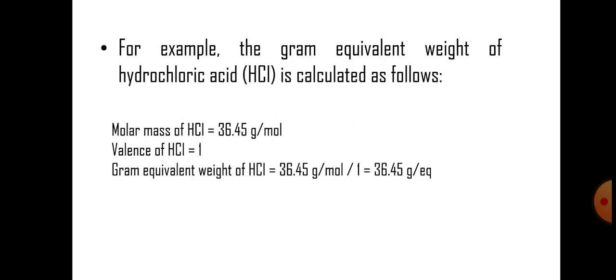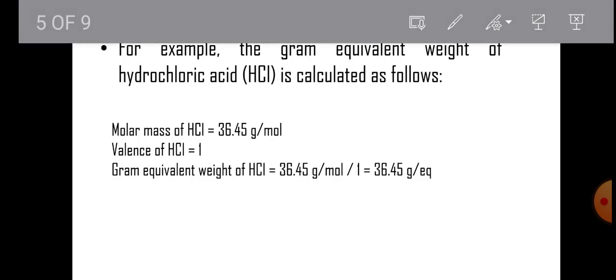Next, in terms of hydrochloric acid, HCl, how can it be calculated? What is the molar mass of HCl and what is the valence? If we understand these two things clearly, we can calculate the rest. So, how can we calculate the molar mass? First we have to think of the components of HCl. It contains a hydrogen atom and a chlorine atom.